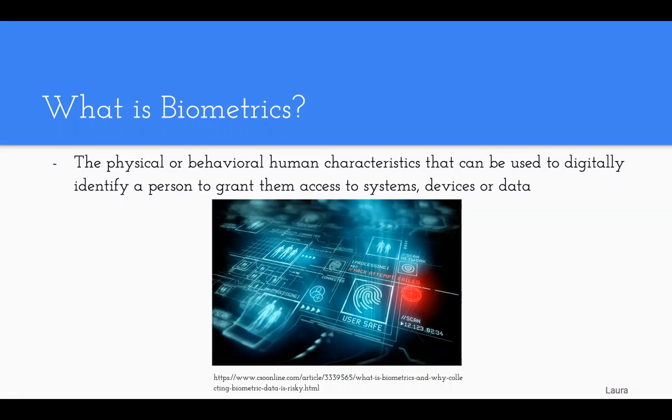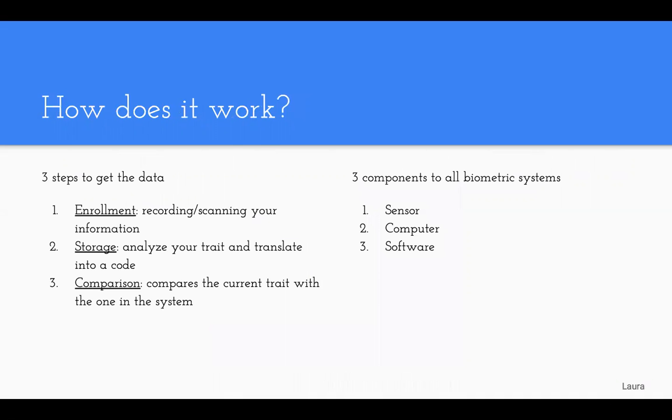So how does biometrics work? There are 3 steps to get the data. The first step is enrollment, which will record or scan your information. So for example, your eye. The second step is the storage, which will analyze the trait and translate it into a code. The third step is comparison, which will compare the current trait that you're showing with the one that's already in the system, and that will determine if you will get access to the data.